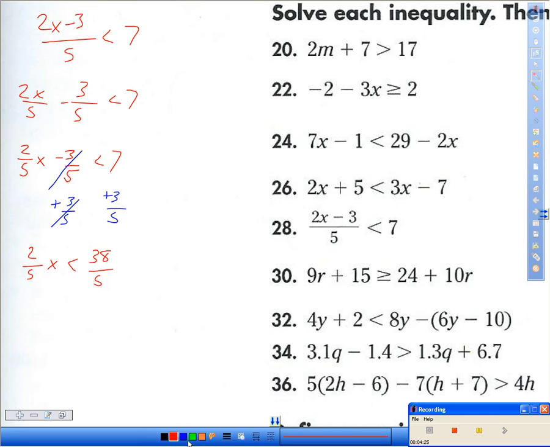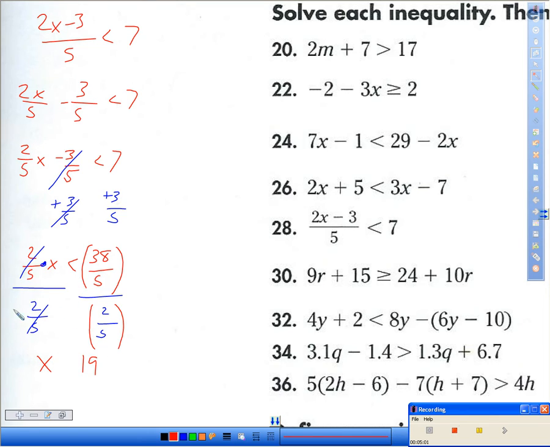At that point, it's a one-step inequality to solve. Since 2/5 is multiplied by x, we need to divide the left by 2/5, and we're going to need to divide the right by 2/5. 2/5 divided by itself gives us 1, so on the left-hand side of the inequality, we end up with x. On the right-hand side of the inequality, we need to divide these two numbers. Don't forget, anytime you enter fractions in the calculator, especially when you're dividing, put those fractions in parentheses. So once we've done that, we're going to get 19.